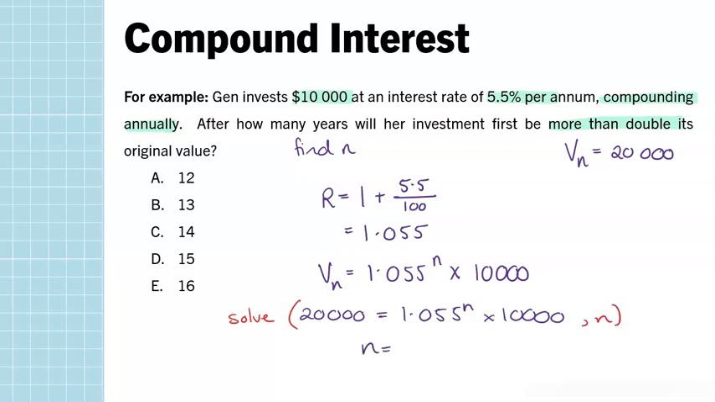So when I do that, I get n is 12.95. So in this case, we need the value to be more than 20,000, so that I would have to round that off to 13 years in total, because at 12 years, I won't quite have reached the target of $20,000.